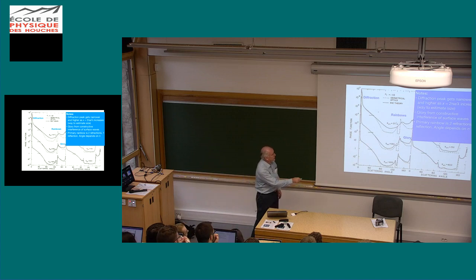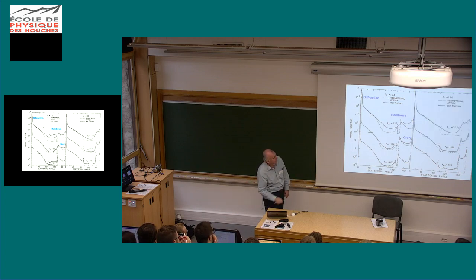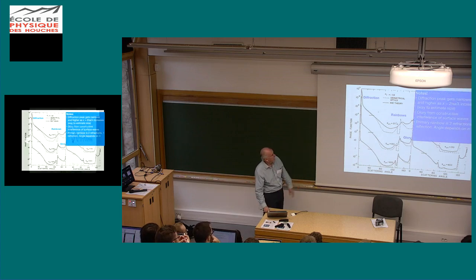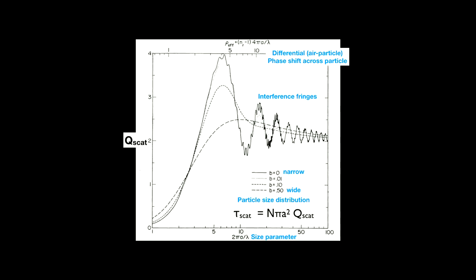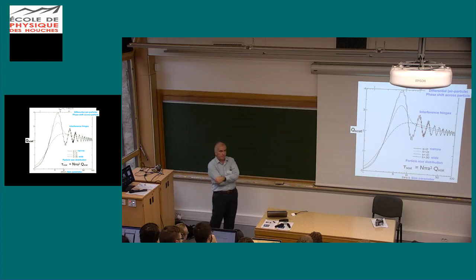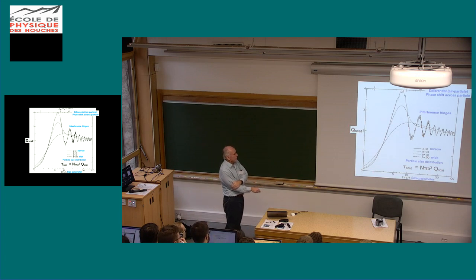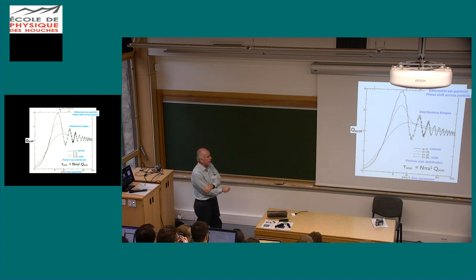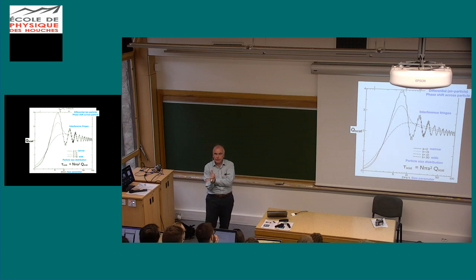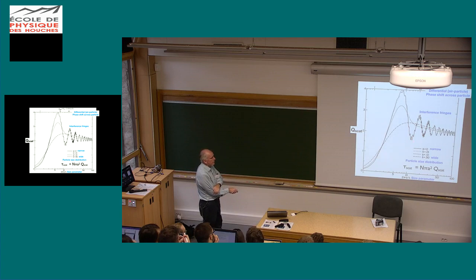But the detail, the shapes, what's changing here in these different cases is the ratio of the particle size to the wavelength. And then the left and right panels are different indices of refraction. This is the scattering efficiency, this Q scat, as a function of the size parameter, 2 pi a over lambda. And what's being shown on this figure, which isn't from the Hansen and Travis review, is the scattering efficiency if you have a single particle size.